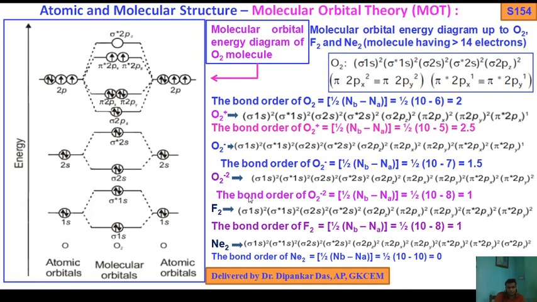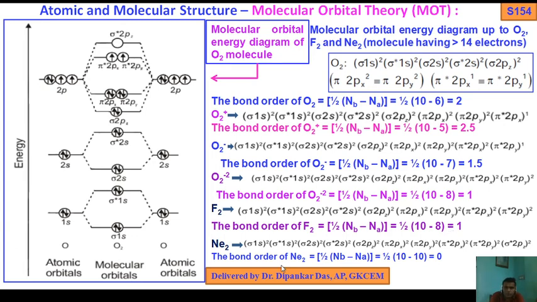Now in case of F2, F means 9 plus 9, 18 electrons. 18 electrons means just like O2 2 minus. F2 MO electronic configuration will be the same as O2 2 minus, because this is an 18 electron system. This is also an 18 electron system. So that will also be the MO energy diagram like O2 2 minus. Here bond order will also be 1. So that's why in F2 there is a single bond.